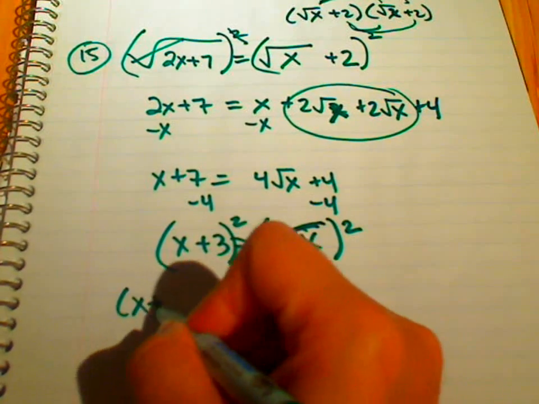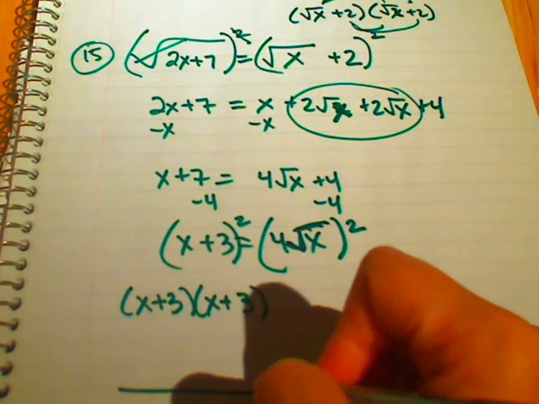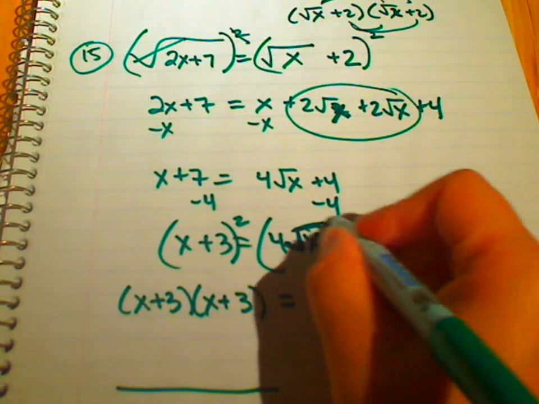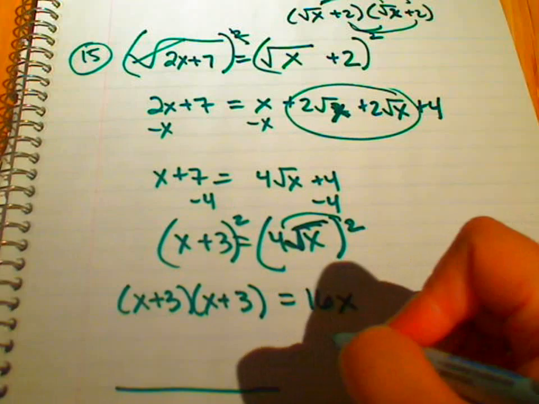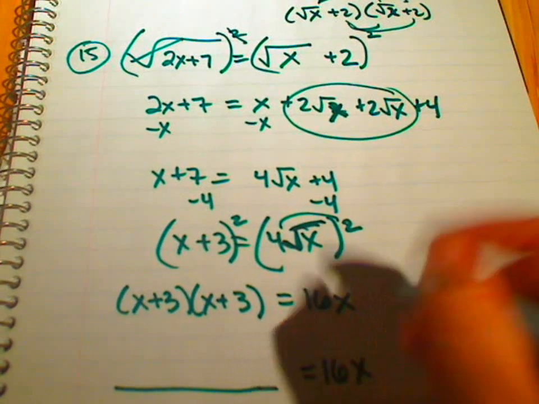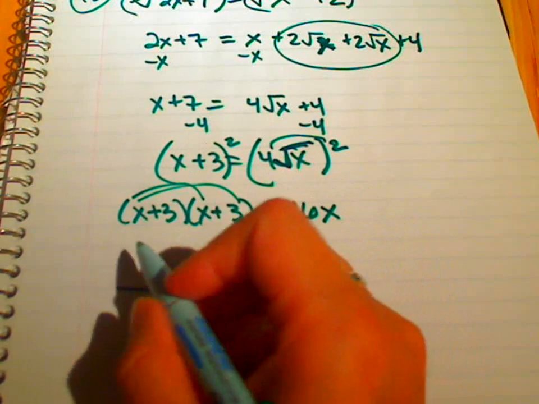So I'm going to leave it up to you to FOIL this part out. See what you get here. On this side you would square this and get 16. The square root of this is just x. So this is where I'm going to leave you to finish the problem. You need to FOIL all this out.